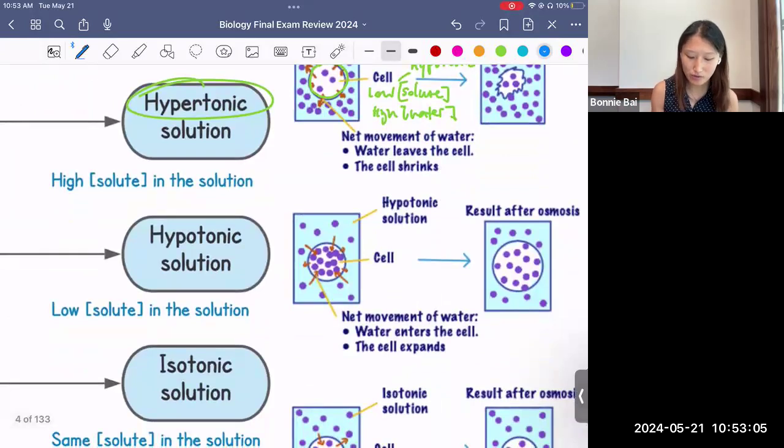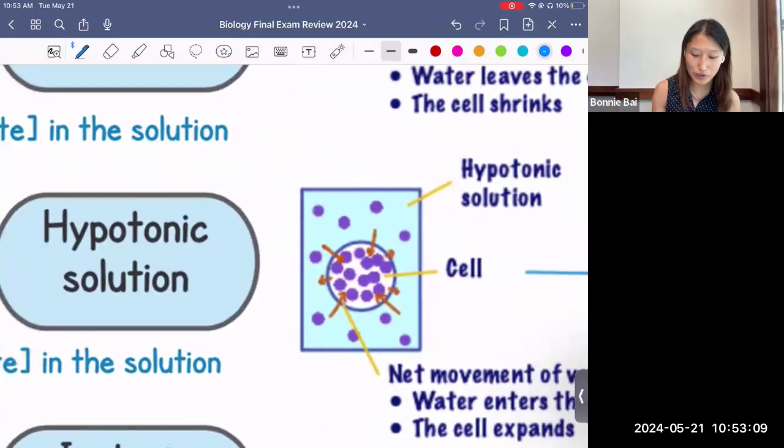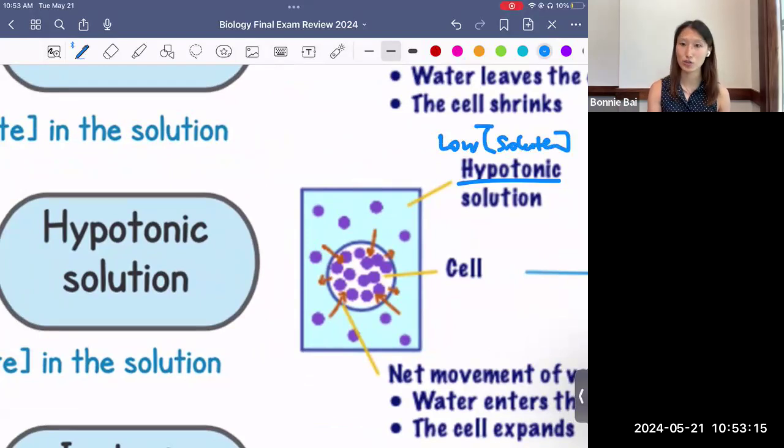Okay, so let's take a look at the second scenario. We have a hypotonic solution. Hypotonic solution means the solution has low solute concentration, which is high water concentration. And if you have high water concentration in an area, in order for us to reach equilibrium, the water will have to move out of that area. In this case, moving out of the area means the water will have to move into the cell, because there's less water concentration in the cell.